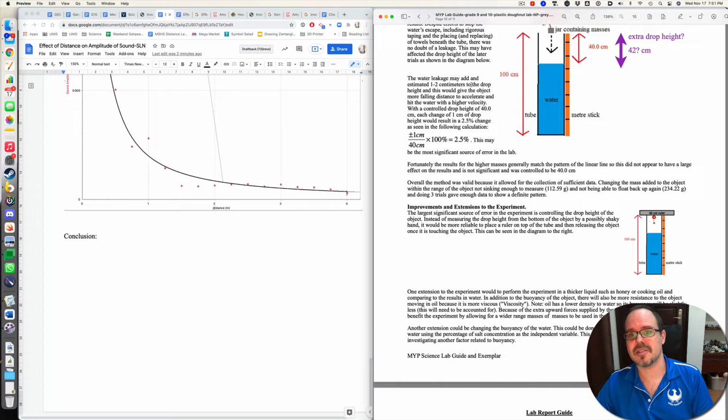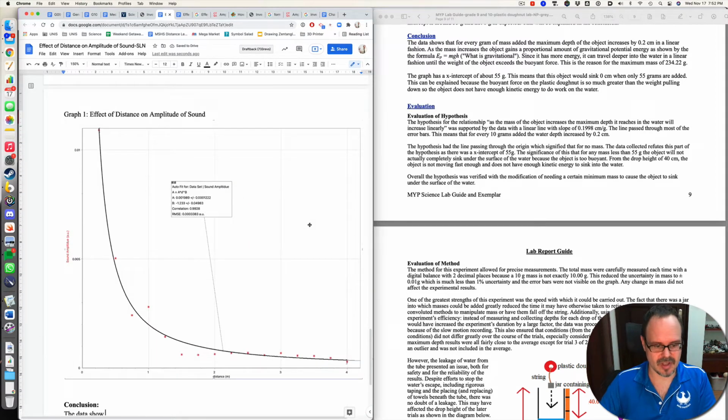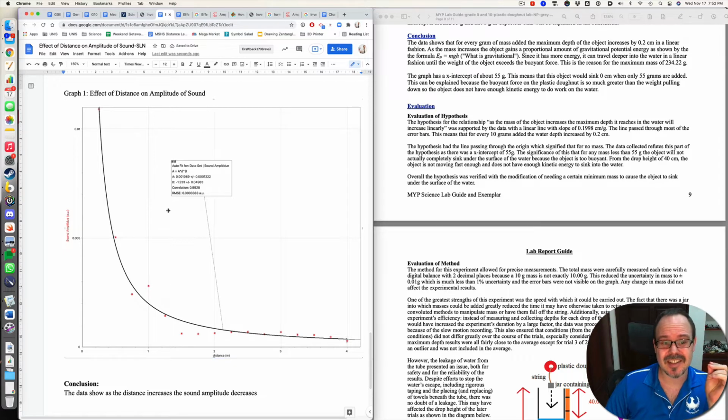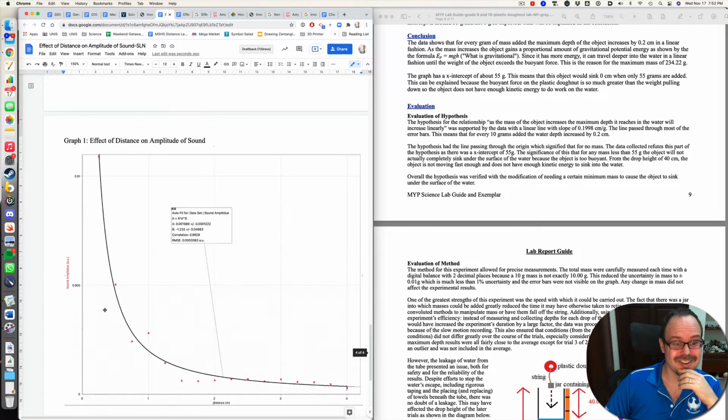Okay, oopsie. Let's try this again. The data, and let's bold this. The data shows, what does the data show? As the distance increases, right? The distance increases. The sound amplitude decreases, it's obvious, but does it decrease inversely? That is the key. Because I can't, let's see the prediction graph. It looks similar. It does look similar.